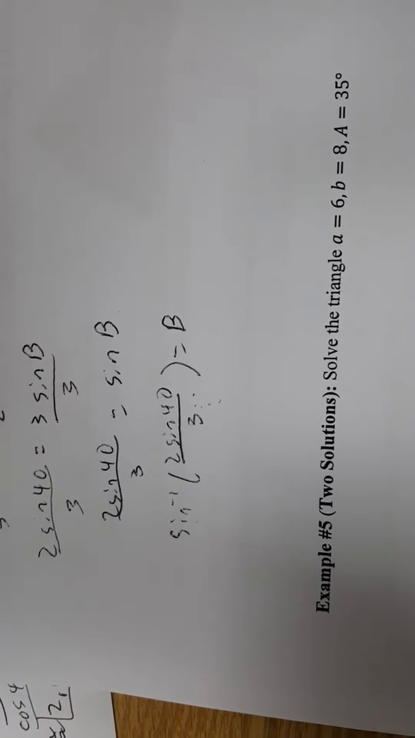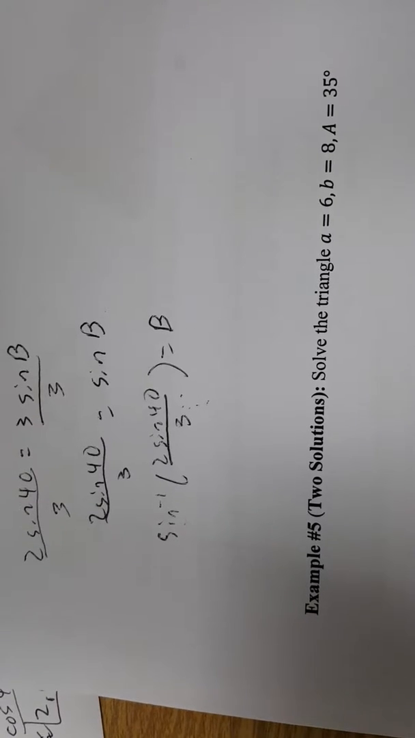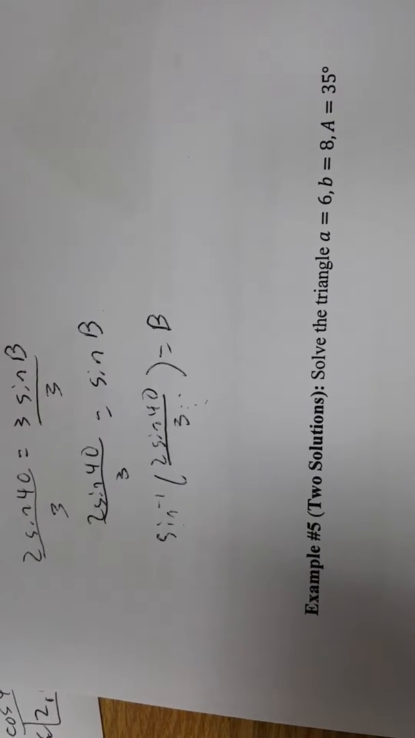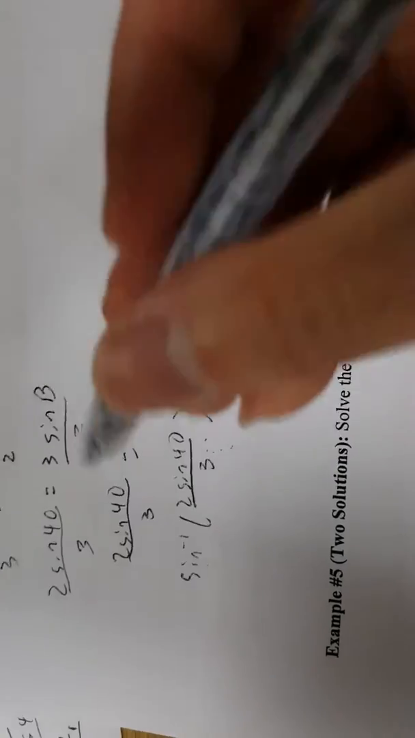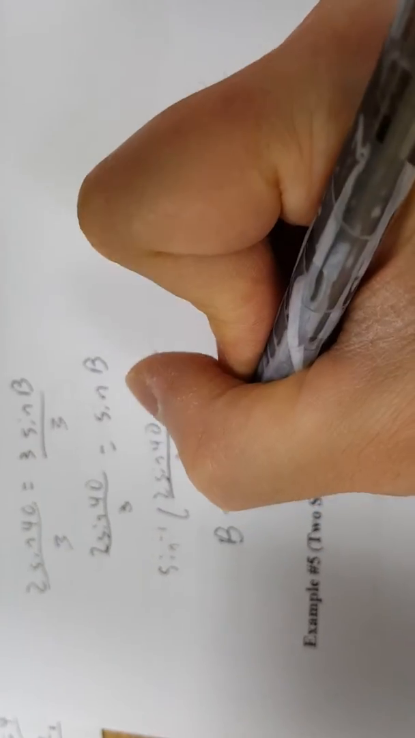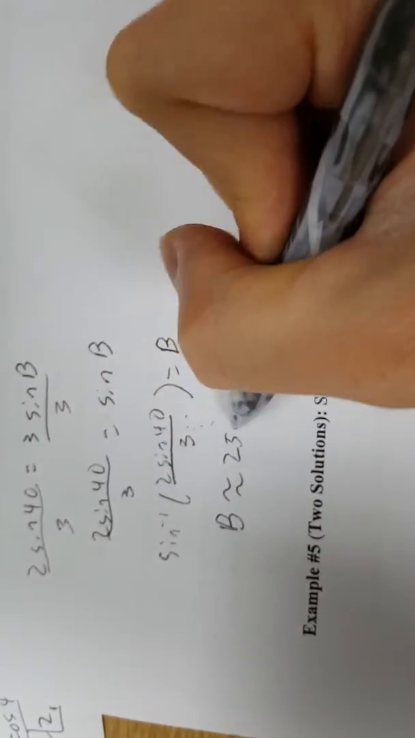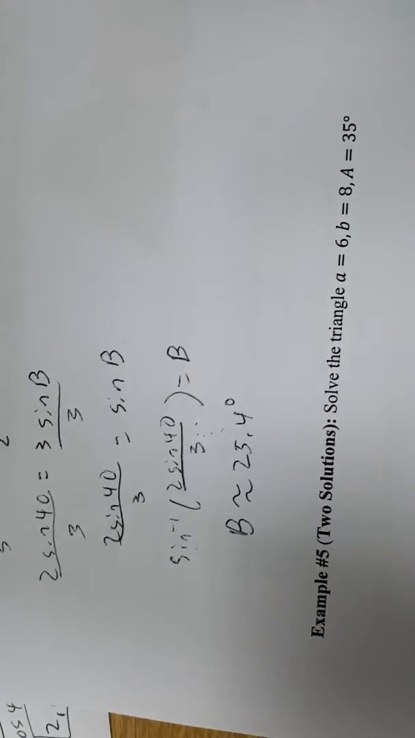Okay. So if I take the inverse sine of this, I get b is around 25.4. So make sure you could get that in your calculator, that this is 25.4 degrees.